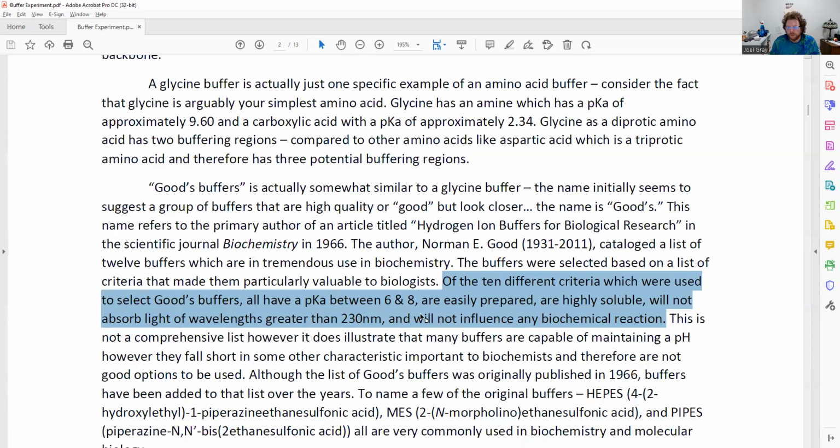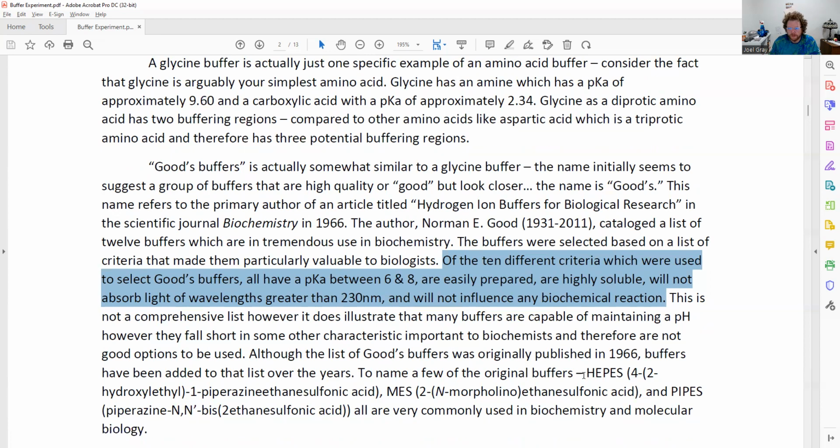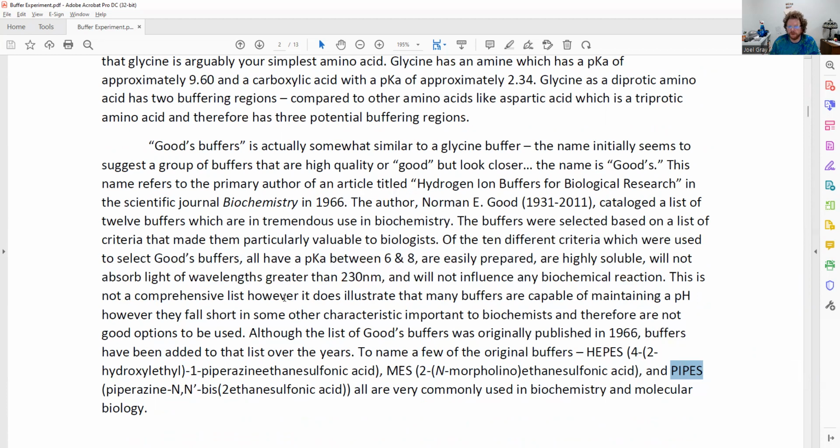Now, to name a few of the original buffers, HEPES, MES, and PIPES are all buffers that are very effective for biochemistry and molecular biology because they all meet those criteria. Now, one thing that I like to bring up that's a little bit of foreshadowing is the third criteria for Good's buffers: that they do not absorb light of greater than 230 nanometers.